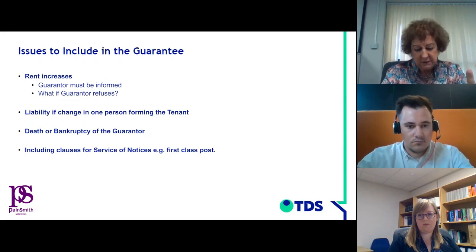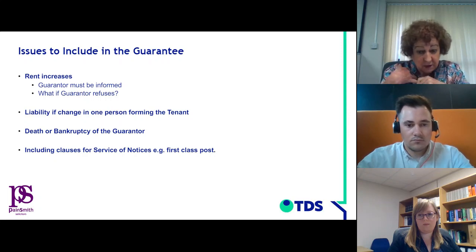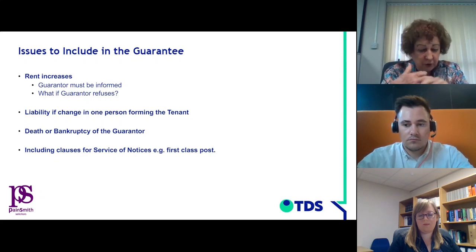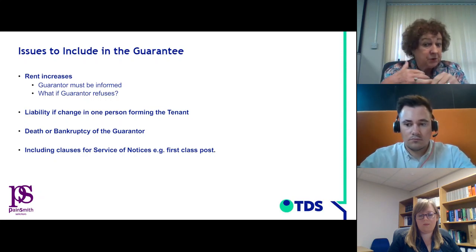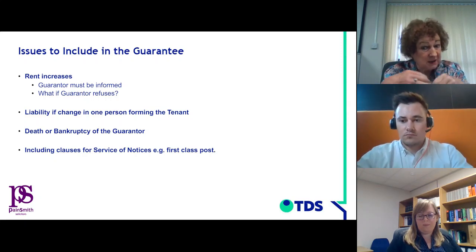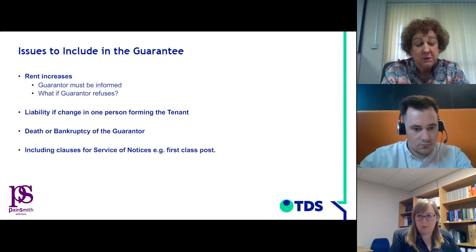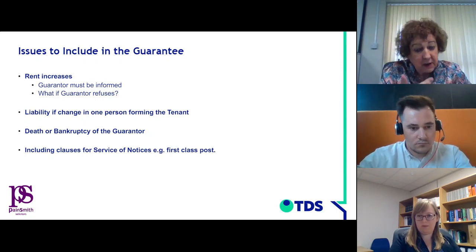What do I mean by service of notices? You've got a clause in your tenancy agreement regarding this fact. You do not want to serve anything, by the way, by registered post or first class or recorded delivery. If a guarantor is thinking you're going to send something that way, he probably would not even accept it and sign it. Make sure you've got a service of notices clause allowing you to serve documents and notices on the guarantor by first class post, hand delivery, and email.